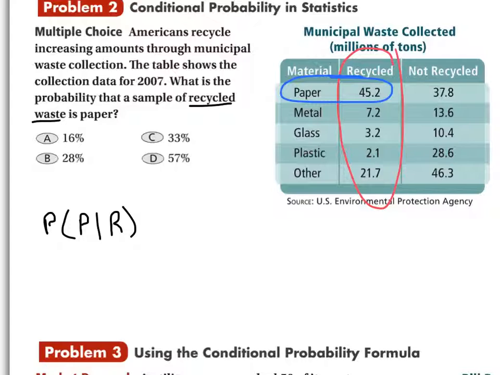So the probability of selecting paper, given that we're choosing it from the recycled waste, is 45.2 divided by, what is all that column added up? So over 79.4, because that's the total in the recycled waste. Okay? And so if we divide that out, 45.2 divided by 79.4, what do we get?